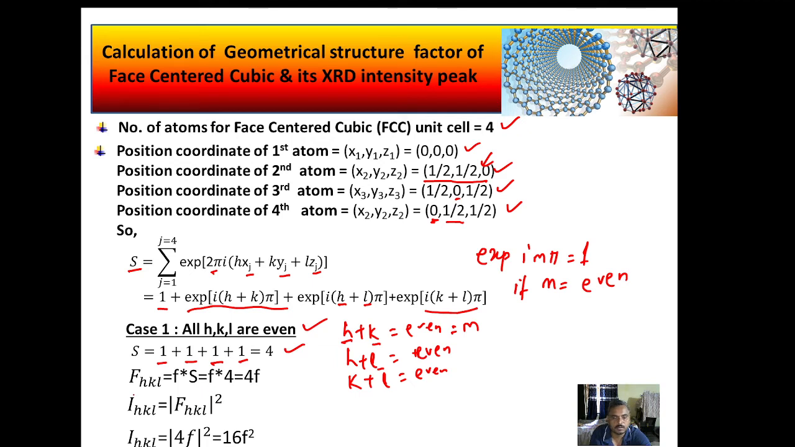So putting this in the geometrical structure factor, it will be 4f, because it is a multiplication of f into S, where S is 4. So f into 4 gives us 4f. Now what is the XRD peak intensity? That will be the square of this geometrical structure factor, which is 4f. Its square will give us 16f squared. So that means for h, k, l all even, we will have the XRD peak. This is the conclusion.